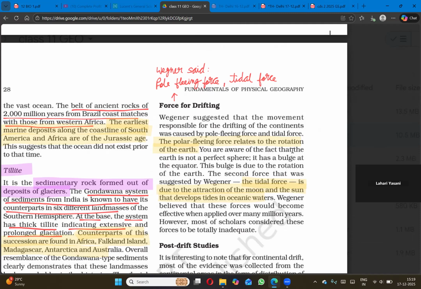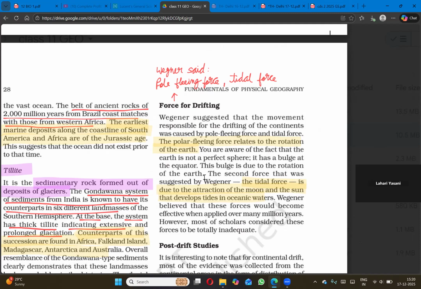So, when the Earth rotates, it creates a force called pole fleeing force. The Earth has a bulge at the equator. This bulge is due to the rotation of the Earth. So whatever bulge we see around the equator of the Earth is due to the rotation of the Earth. And due to that rotation, a force generates that is called pole fleeing force.